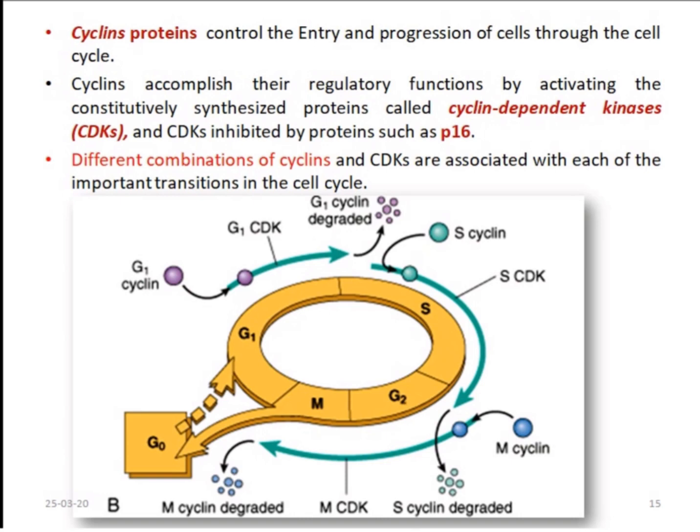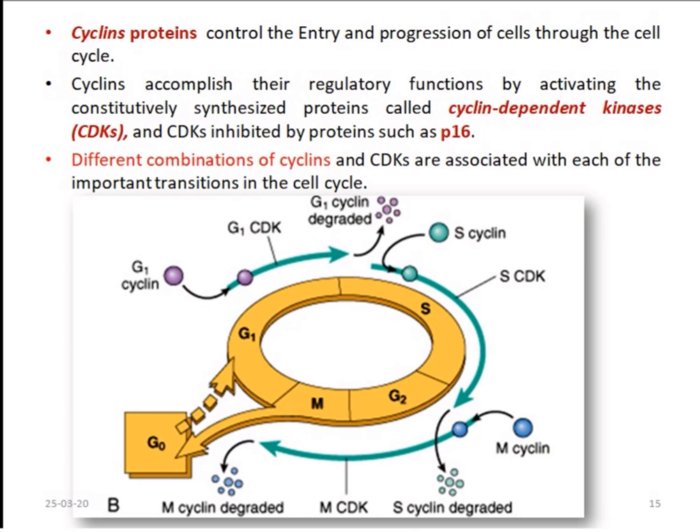That process keeps moving, and after the S phase it goes to G2 phase, right? Then it goes to M phase. So what will happen then? M cyclin will come. Before that, the S cyclin is degraded, then M cyclin comes. Now the M cyclin will activate M CDK, right? Then once it goes from M to G1 again, the M cyclin is degraded, and then the G1 cyclin will activate again, right?